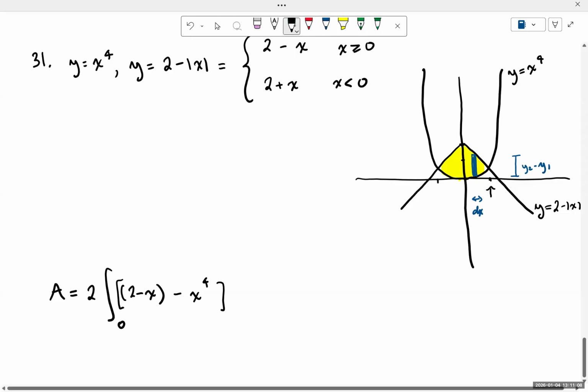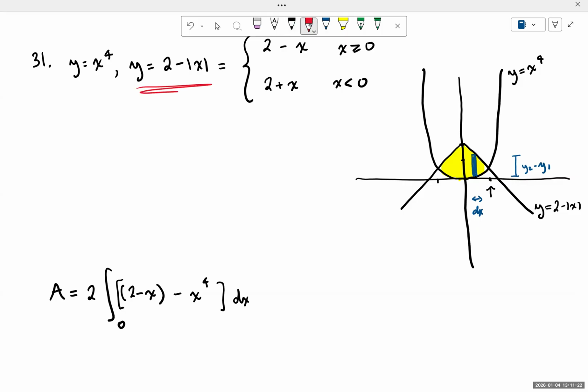And I chose to use symmetry because if I didn't, I'd still have to break it up into 2 pieces, because this function is actually broken up into 2 pieces. So how do I know which piece to use when I put this in? I put in the top piece because I'm only going from 0 to point whatever, and on that region, I have a positive x. So that's what's going on here.